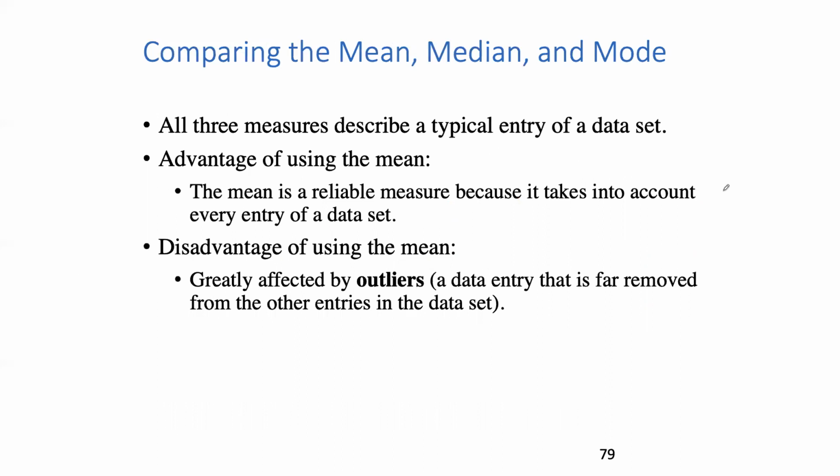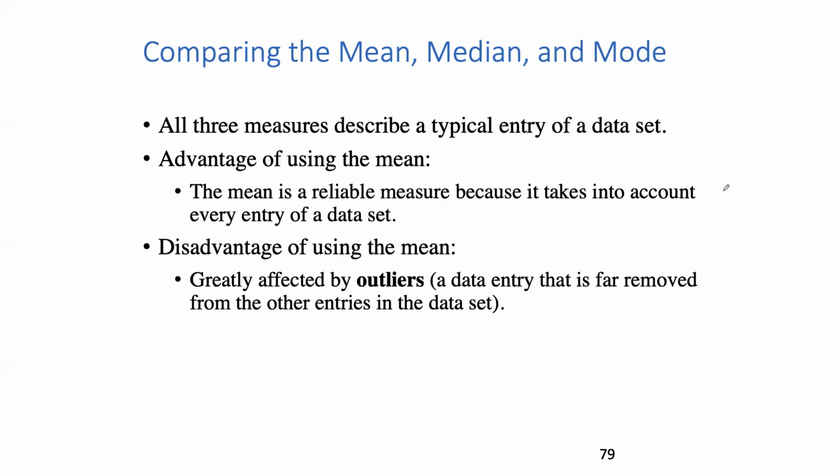So all three measures that we discussed here, the mean, the median, and the mode, are measures of central tendency, telling us what a typical entry of the data set looks like. Now, each of them has its own advantages and disadvantages. The mode we've already discussed. If there are two entries where the frequencies are very close, the mode might not really give us an accurate description of what typical looks like in the data set.